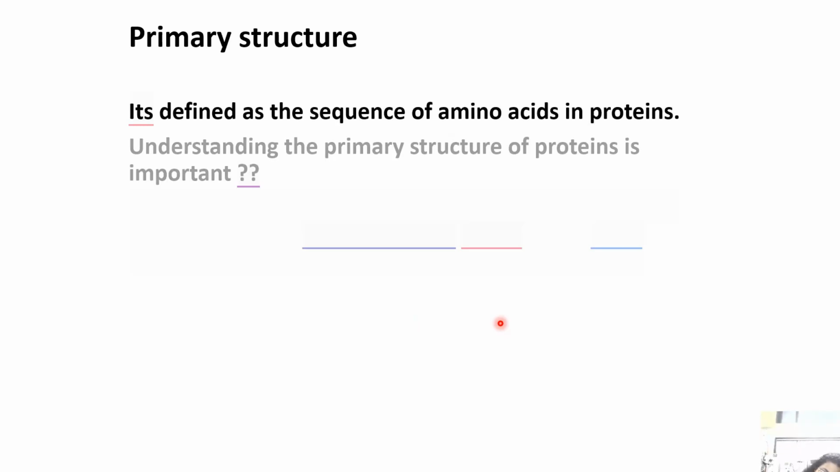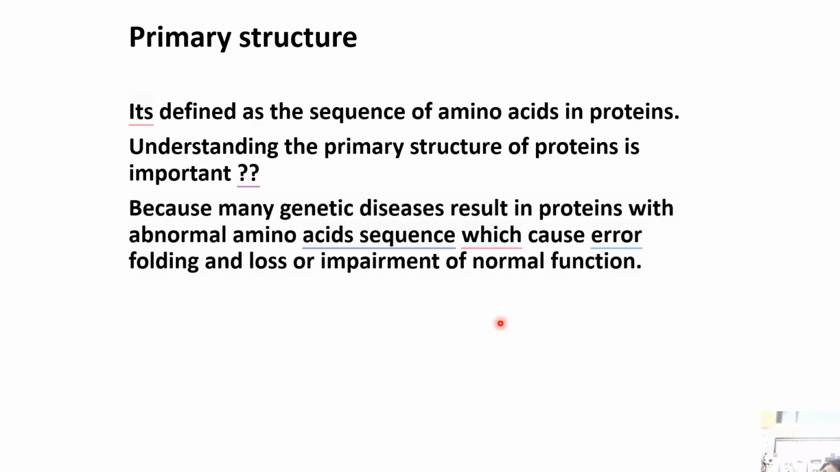Now, if we talk about the primary structure, it's defined as the sequence of amino acids in proteins. Understanding the primary structure of proteins is very important because many genetic diseases result in proteins with abnormal amino acids that arise because of mutations, right? Which causes errors in folding and a loss or impairment of normal function.